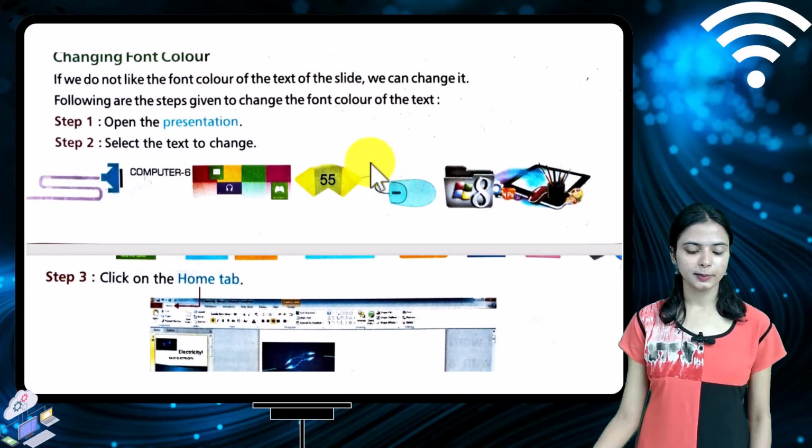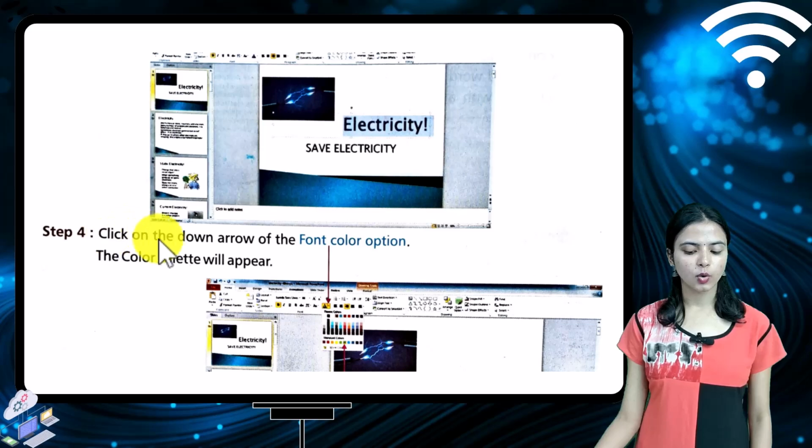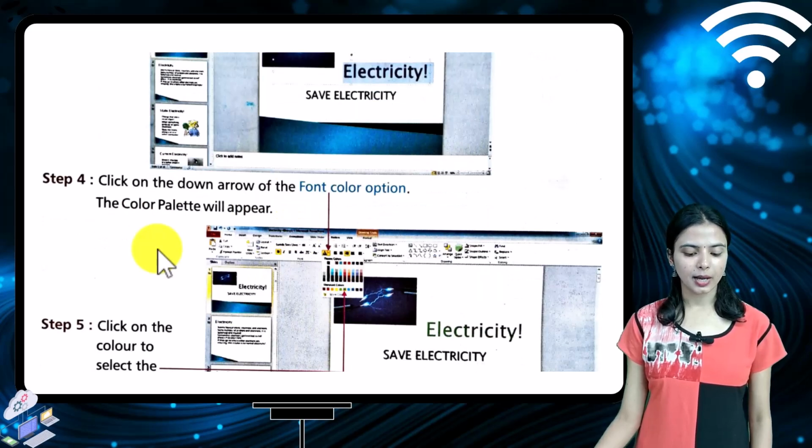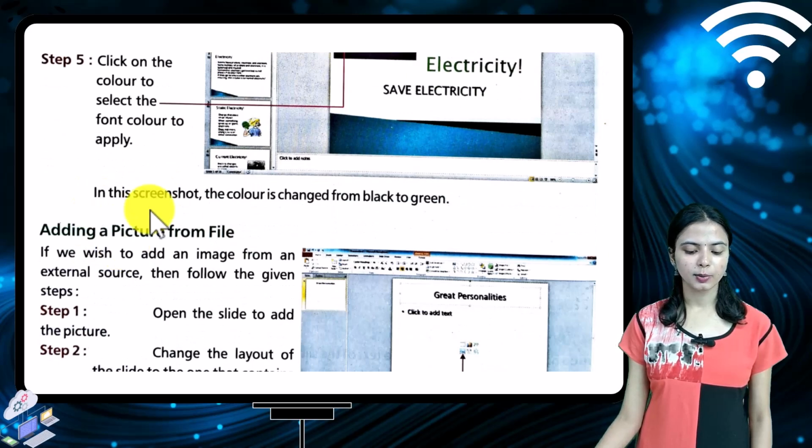First of all, you have to open the presentation. My presentation has already opened. Select the text to change. Click on the home tab. We will click on the home tab. Now click on the down arrow of the font color option. Color palette will appear. Click on the color to select the font color to apply. In the screenshot, the color is changed from the black to green.